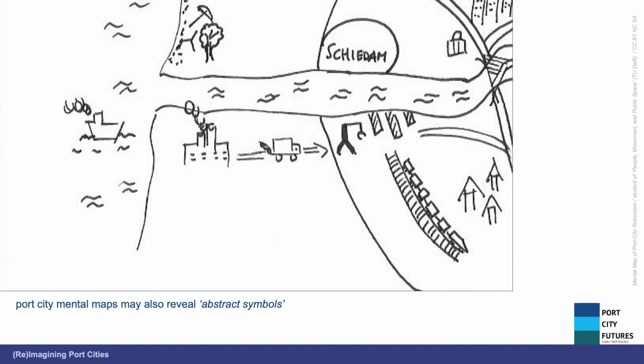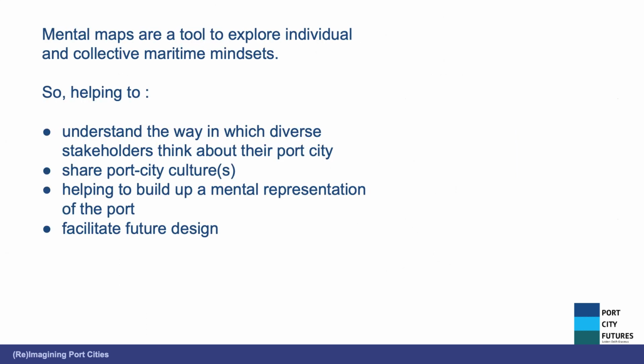People may have drawn various kinds of elements on paper that they associate with port cities or ports in general. People are constructing a mental image of a port city that supports select port city narratives. Mental mapping is a way to explore individual and collective maritime mindsets.